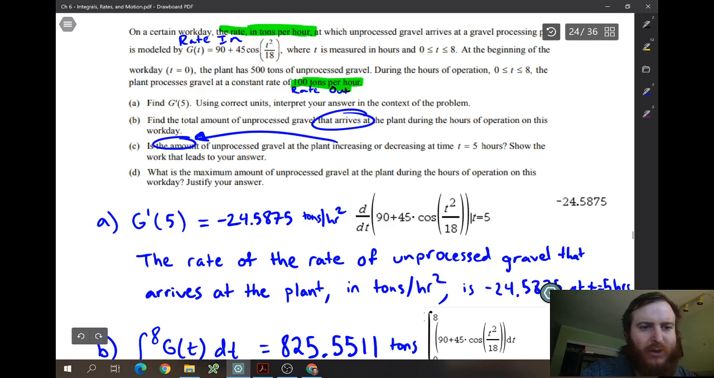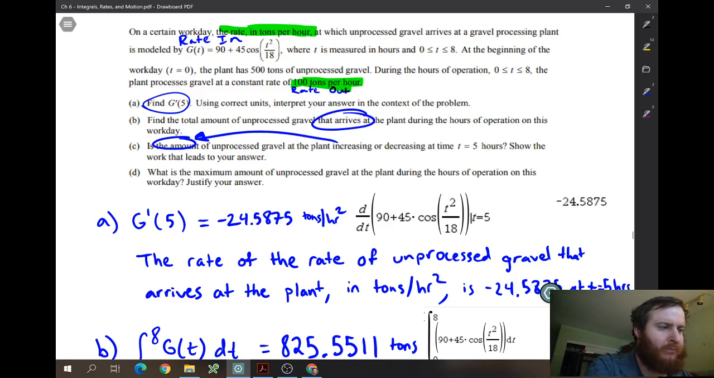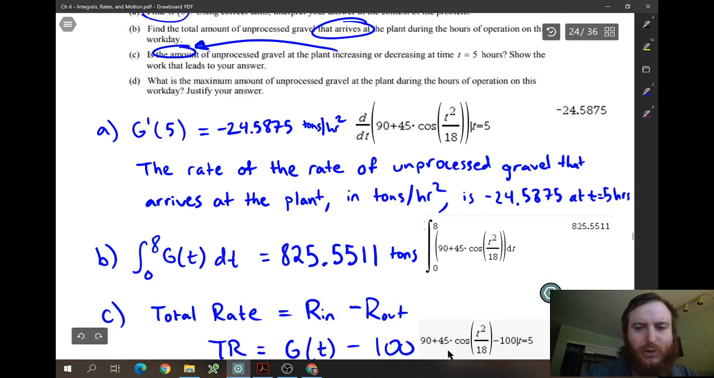So part A says find G prime of 5. So on our calculator, nice and easy. To explain this, we want to look at what G was. G was the rate at which unprocessed gravel arrives. So we're going to say that G prime will become the rate of the rate, right? So the rate of unprocessed gravel that arrives at the plant. And for our units, whenever we take a derivative, we add on a per time. So tons per hour squared. And I just said it is negative 24.5 at t equals 5 hours.